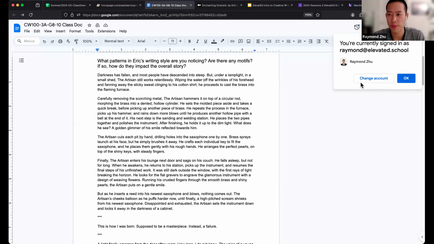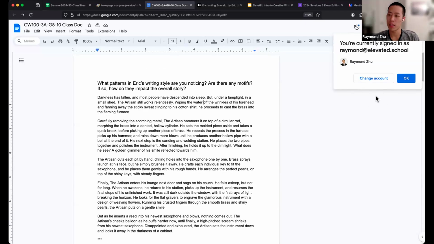And then take about, say, 10 minutes to annotate the flow patterns you notice. And after that, I will ask you guys to share what you guys have found.